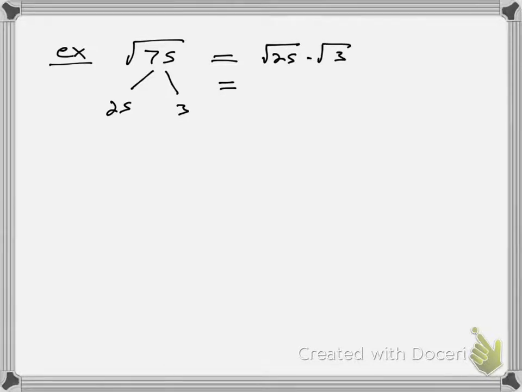But the square root of 25 is 5, and then the square root of 3 cannot be simplified, because the only two factors of 3 are 3 and 1. And neither of them is a perfect square, which means that I wouldn't be able to simplify this any further. So that is done. So 5 square root of 3 is the same as the square root of 75.